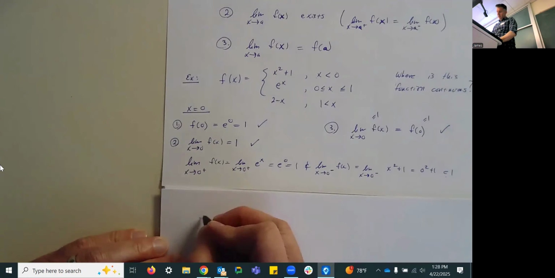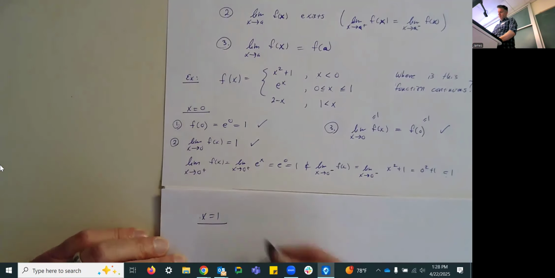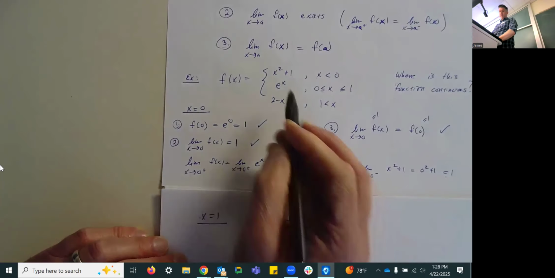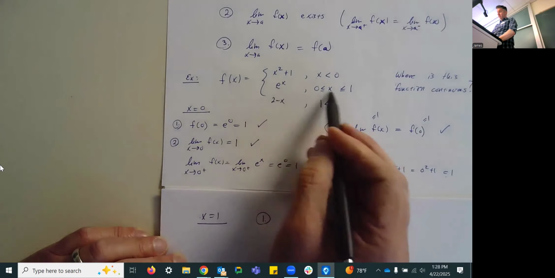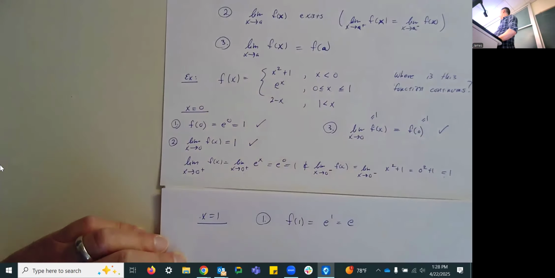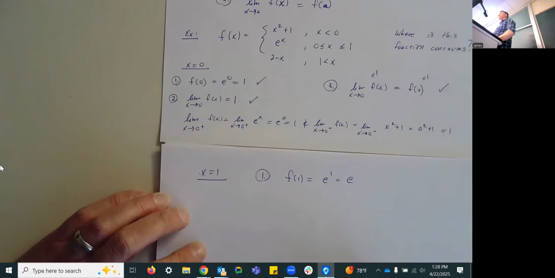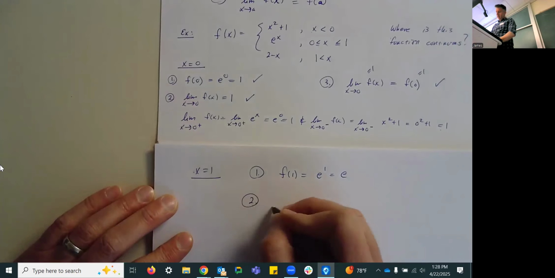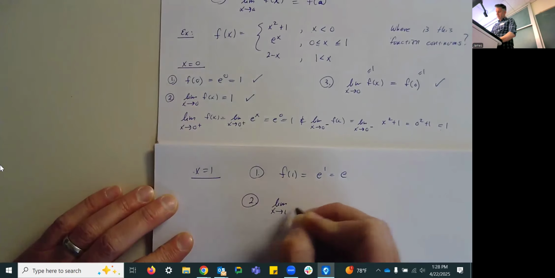So at x equals 1, same deal. First, we're going to look at f of 1. And we're going to still plug it into the middle piece because that's where x is equal to 1. And we're going to get e to the 1, which is just e. Which you don't need to write more, but you could tell yourself is approximately 2.7. But really, that's all we need to write. Second part, the limit as x approaches 1.